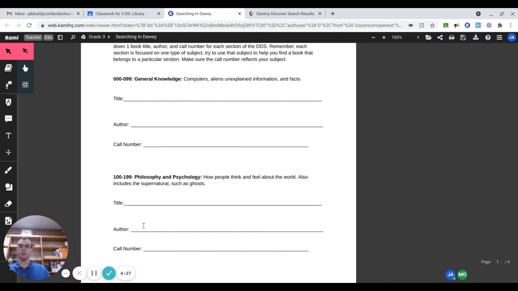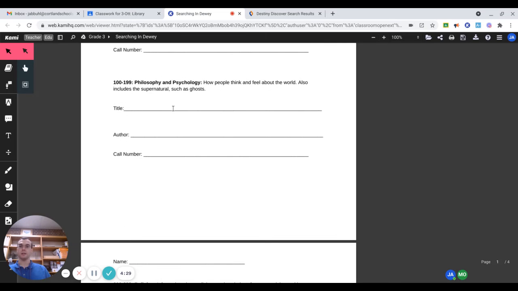All right, the next one is philosophy and psychology. This is how people think and feel about the world, and it also includes the supernatural, such as ghosts. So one term that maybe I could pull from here is ghosts, and I could search up something about that and try to look for a book that would relate to ghosts and starts with the number 1.